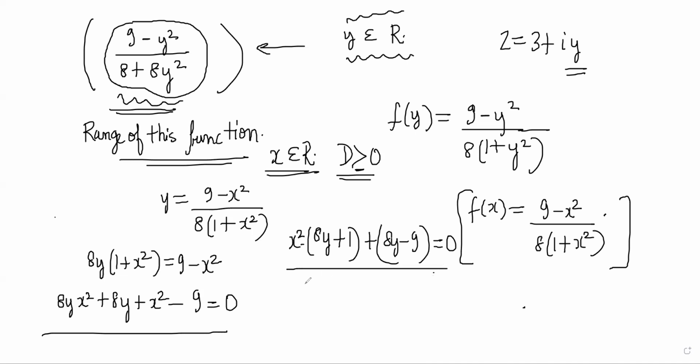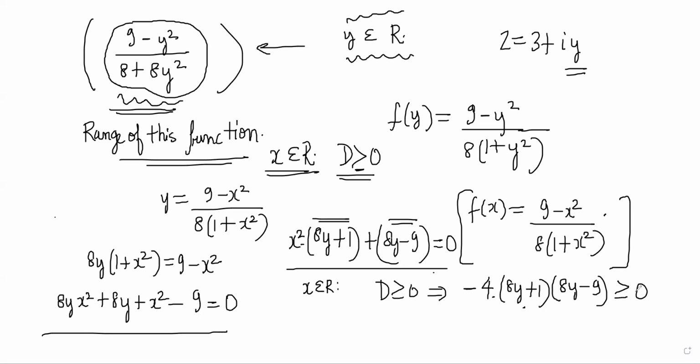So notice that the bx term is not there. The constant term is there, the first term is there, right? This quadratic is very easy to say when x is real. When x is real, your discriminant is greater than or equal to 0. And discriminant here is simply minus 4ac. So minus 4, a is 8y plus 1, and c is 8y minus 9, is greater than or equal to 0. So you get 4 times (8y plus 1) and (9 minus 8y) is greater than or equal to 0.